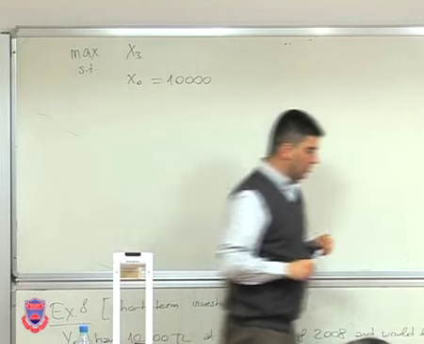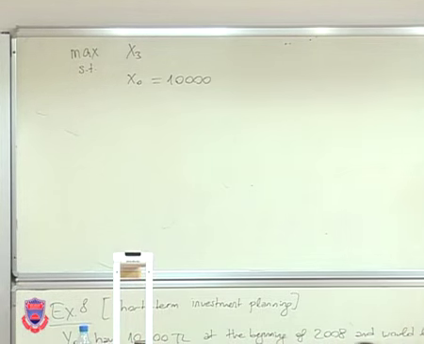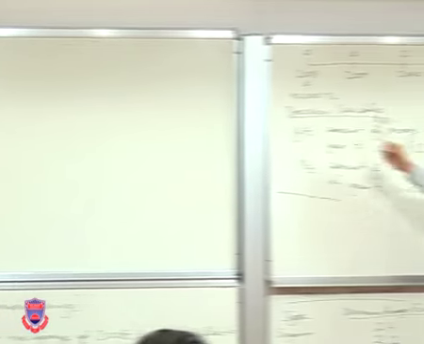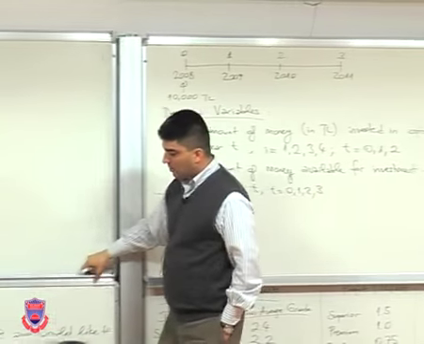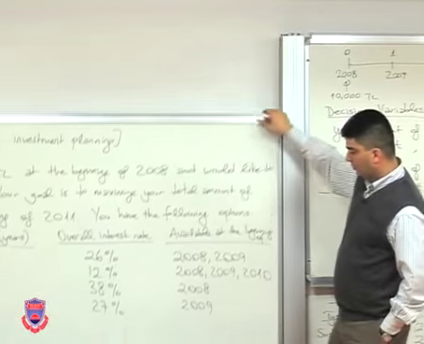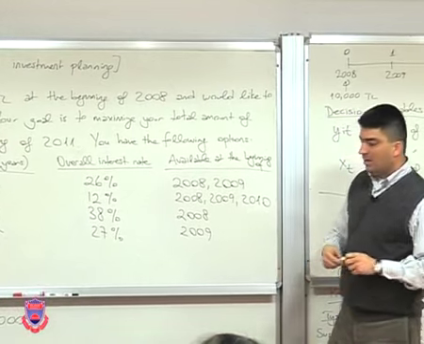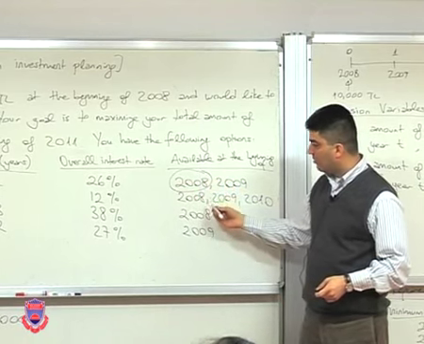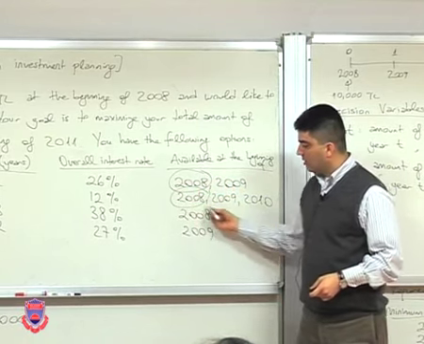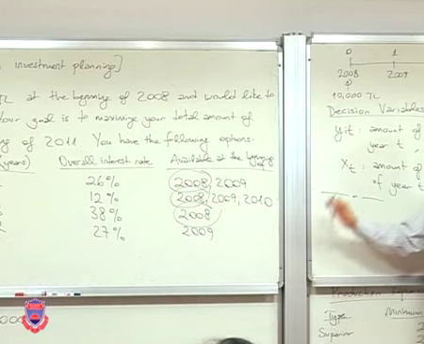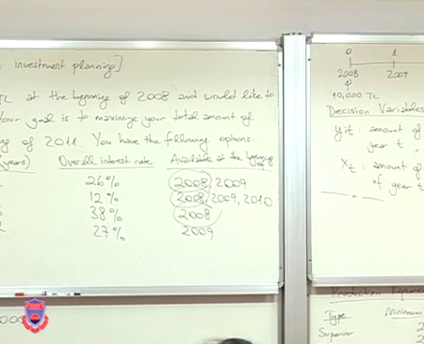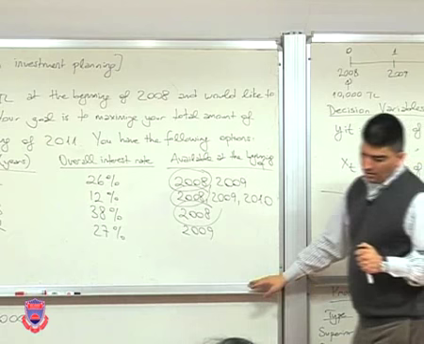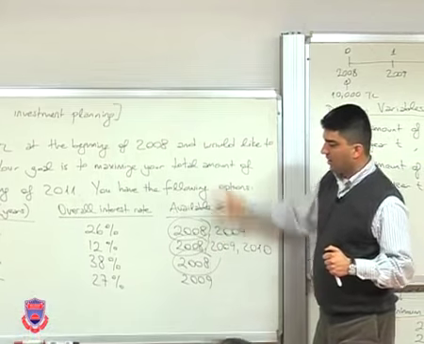All right, so now at time 0, let me just go back to my problem. What are the available options? Well, at time 0, I can invest in the first option, the second option, or the third option, right? The fourth option is not available for me. All right, so how can I write this as a constraint?